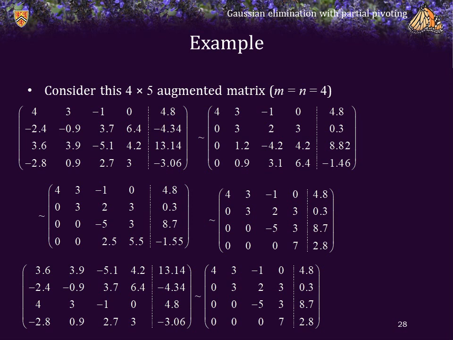Thus, we can use backward substitution to begin determining, for example, that x4 is 0.4, and using backward substitution, we find that the solution vector is this vector here. Thus, this solution vector is also the solution vector for the original matrix that we started with.